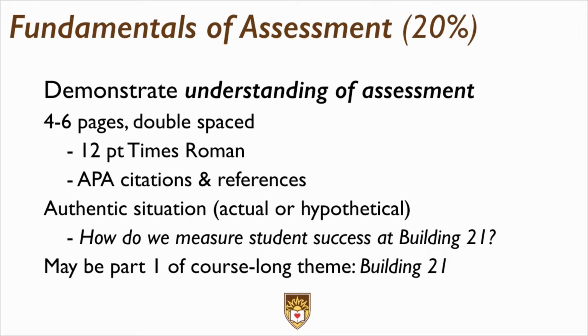You'll choose an authentic situation, something that is really happening or could really happen. So, for example, I'm going to choose the topic, how do we measure student success in the Allentown School District's new high school, Building 21? And remember, this may be part one of a course-long theme. You may choose to do all of your major projects on this theme.